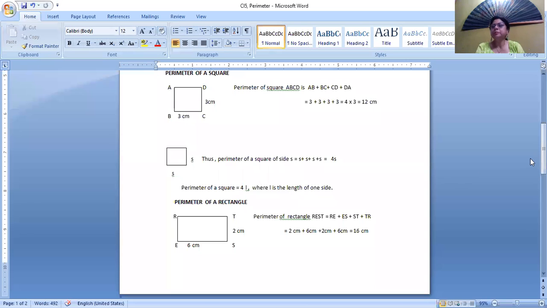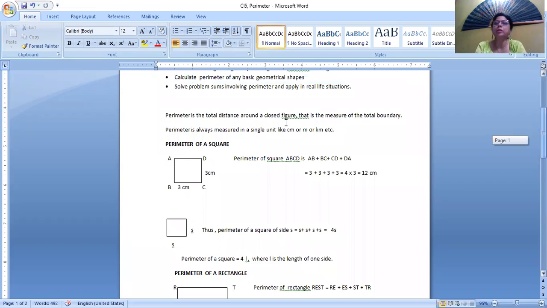Today we'll be starting a new topic, perimeter. Now let's see what you understand by perimeter. Perimeter is the total distance around a closed figure. That is the measure of the total boundary. Perimeter is always measured in a single unit like centimeter, meter, kilometer. It can be millimeter also, decimeter, anything.